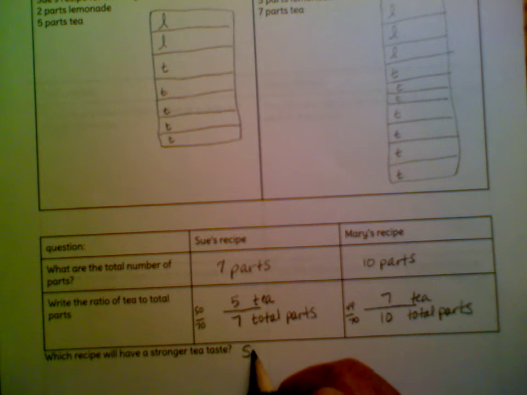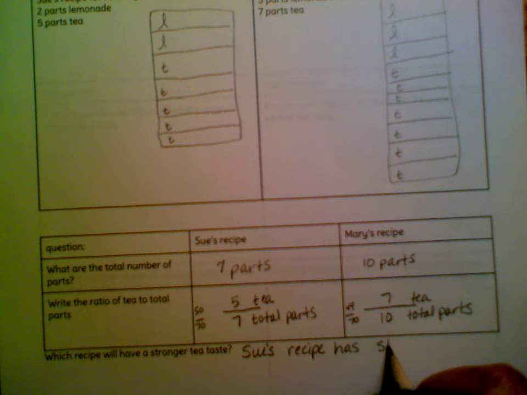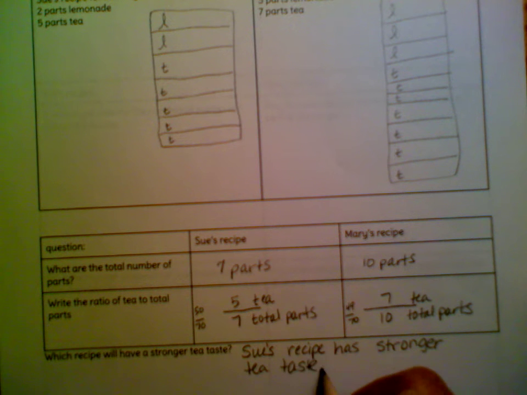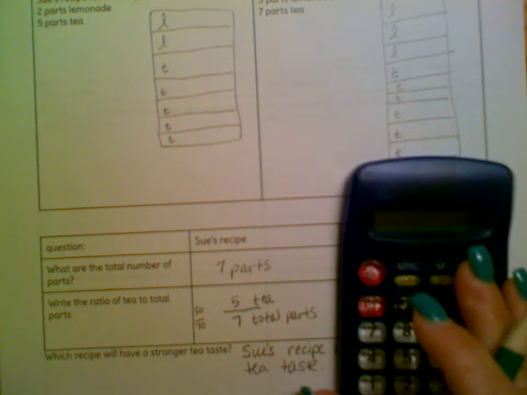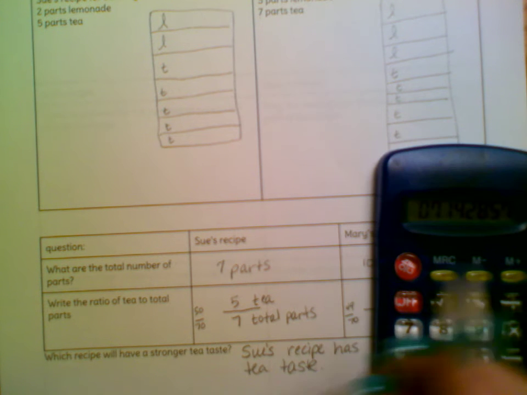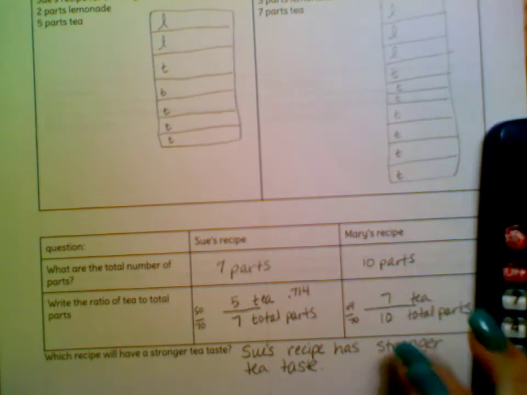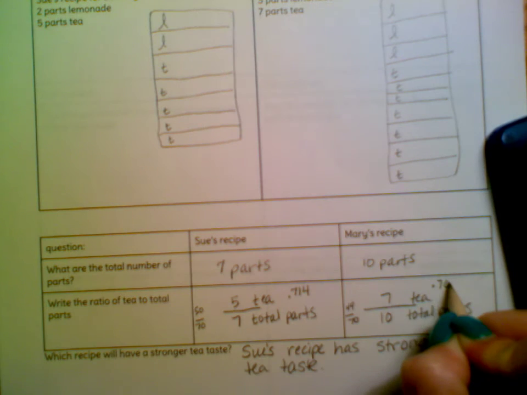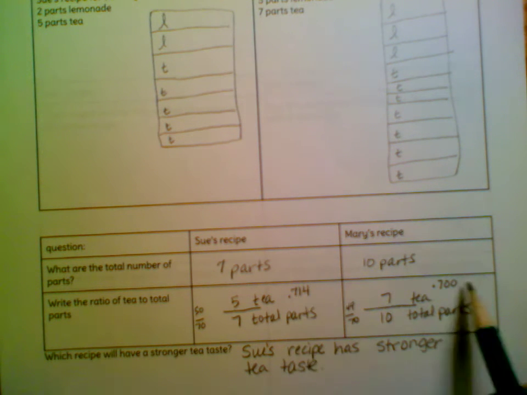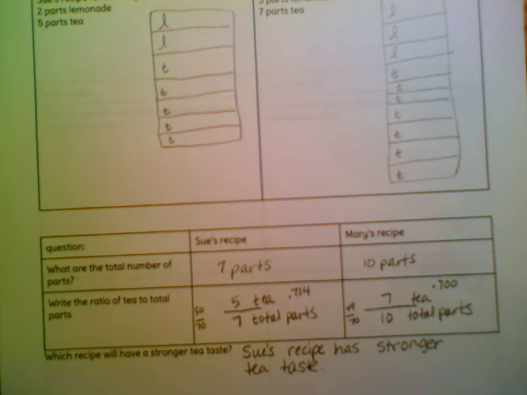So I know Sue's recipe has the stronger tea taste. Now, if you're not a fractions person, make them decimals. So I have a calculator here. I'm going to do 5 divided by 7, which is approximately, I'm going to round this to 0.714. And 7/10 is 0.7, put some zeros. 0.714 is greater than 0.700. So again, it still shows us that this is stronger.